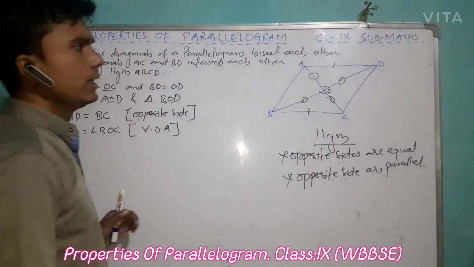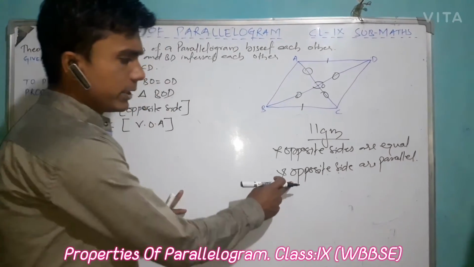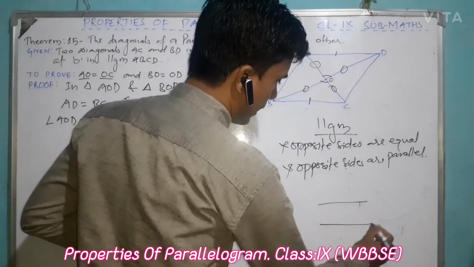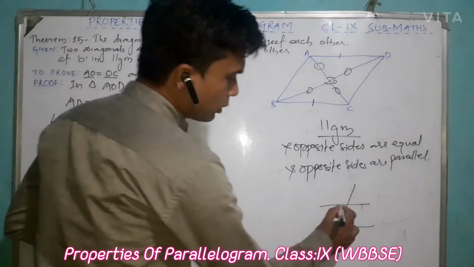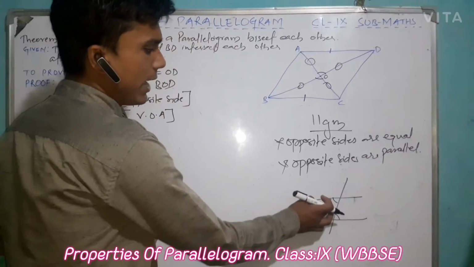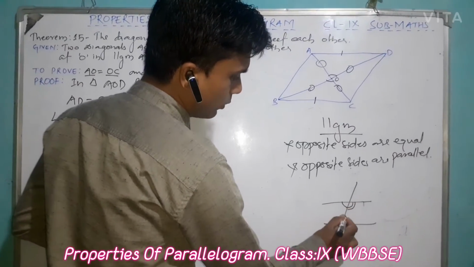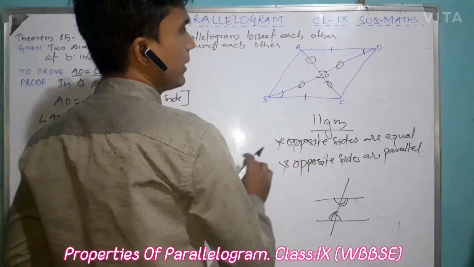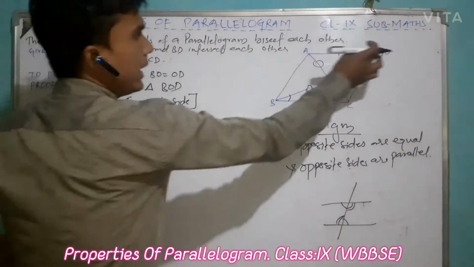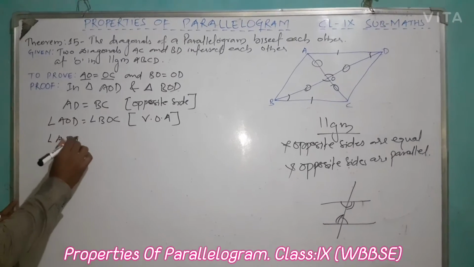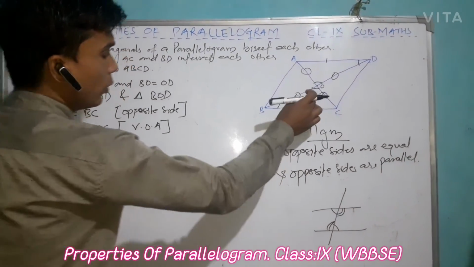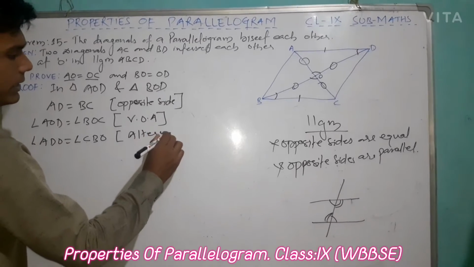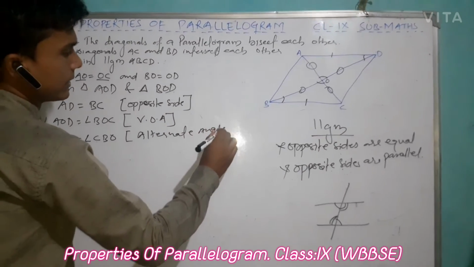Now we need one more point. The second point which I have written here is that opposite sides are parallel. When we have two parallel lines and a transversal, this angle and this angle become equal. We call them alternate angles. Similarly, this angle equals this angle. So we write angle ADO equals angle CBO. The reason is alternate angles, right?